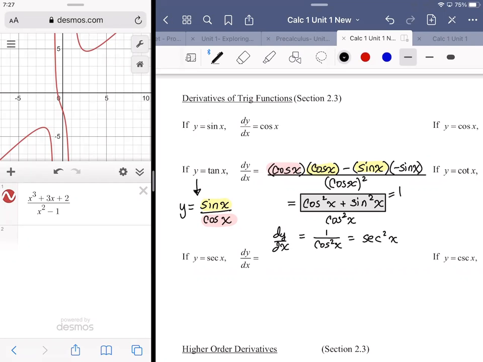All right. So that's a little bit of the origin story behind it. But now it's a fact. So you look at it and say, okay, add it to the list of things to memorize. The derivative of tangent is secant squared.